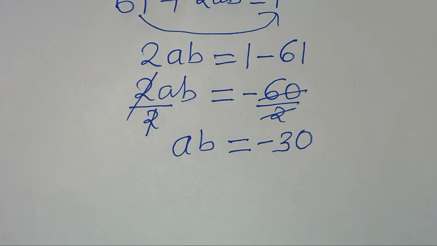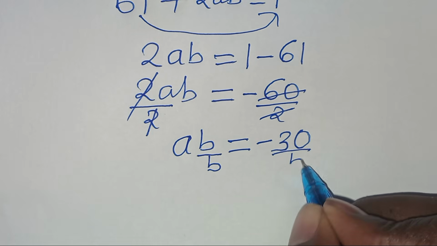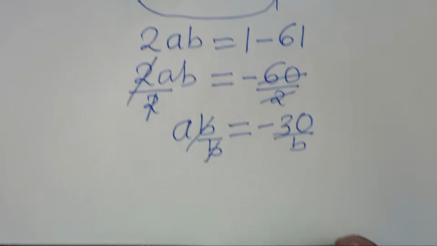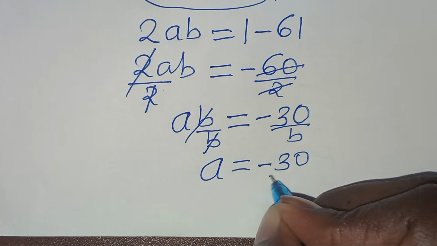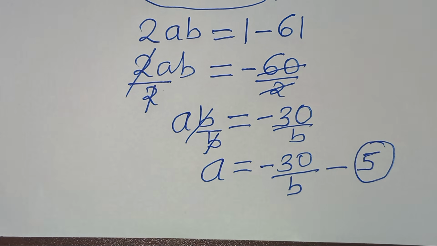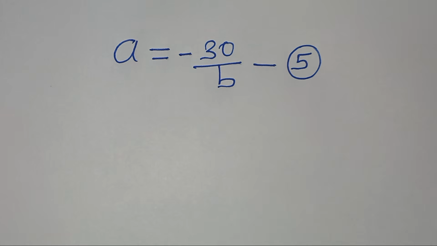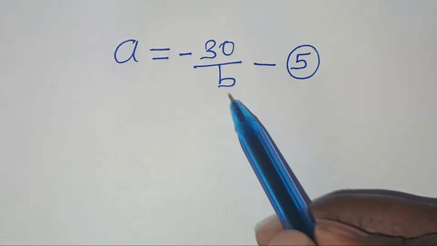Now, the next step from here, let's make a the subject of the formula. Let's divide on both sides by b, and this shows that a is equal to negative 30 over b. Let's call this equation 5. Now we have equation 5 here: a is equal to negative 30 over b.